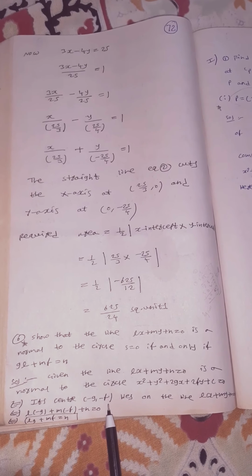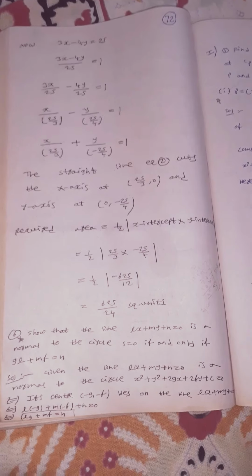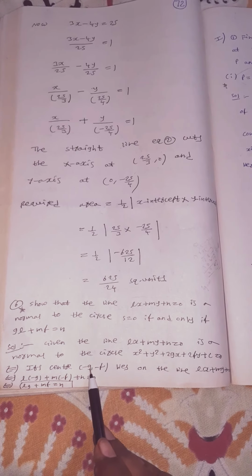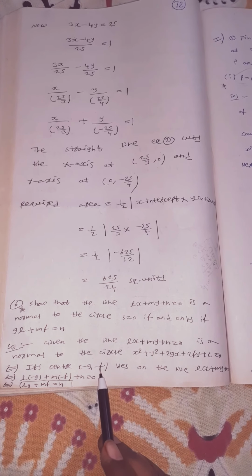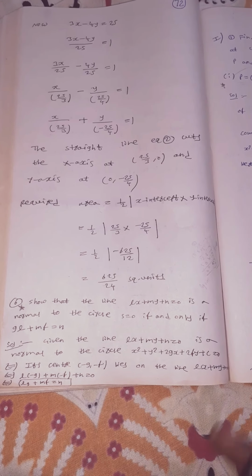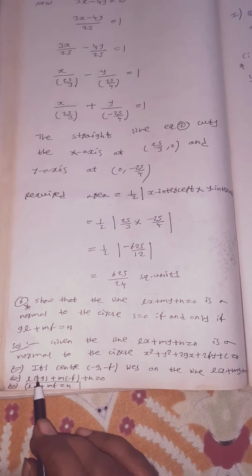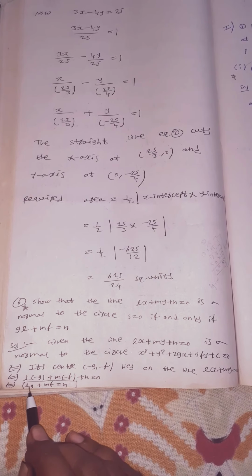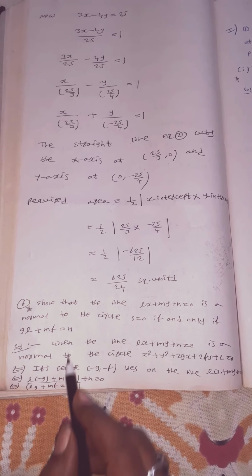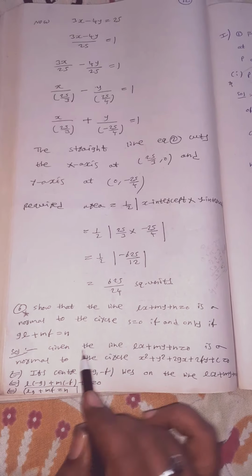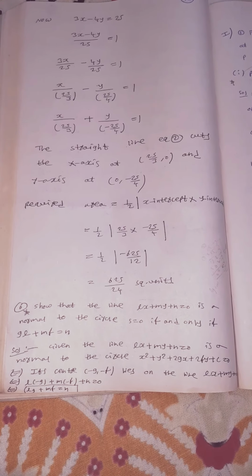Direct formula: (-g, -f) lies on the line. So write l as it is, in place of x we take -g, write m as it is, in place of y we write -f, plus n as it is. After simplifying these values, it becomes lg + mf = n, which is the required equation we got. This is important, a very short answer, 2 marks question.